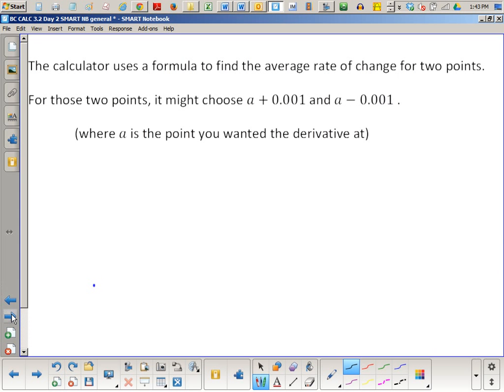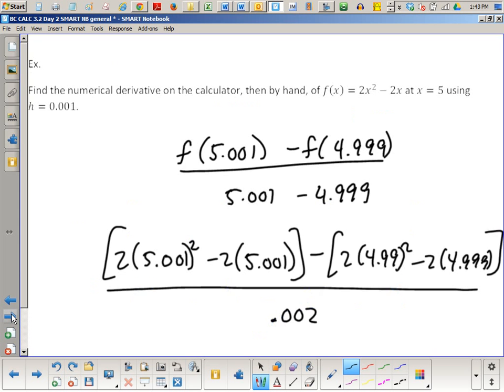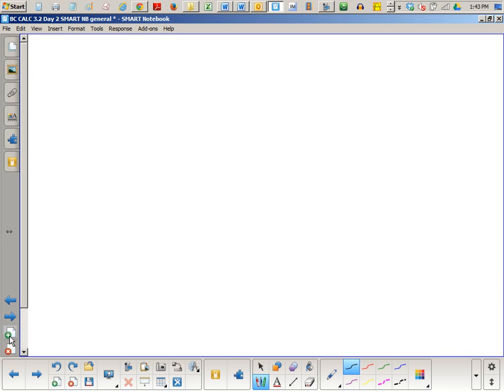Okay, so I just want to warn you about something real quick. What do you suppose the calculator would do if you told it to find the derivative of absolute value of x at the origin? We know there's a corner.